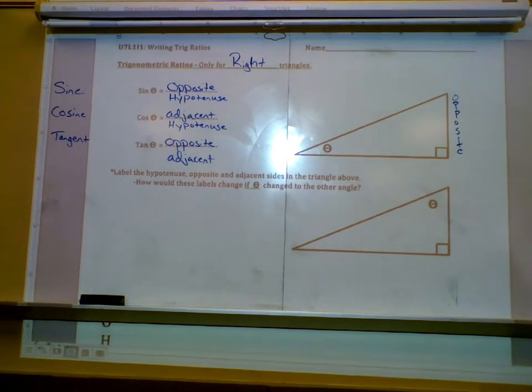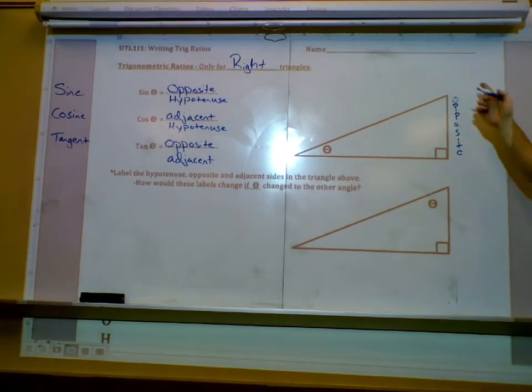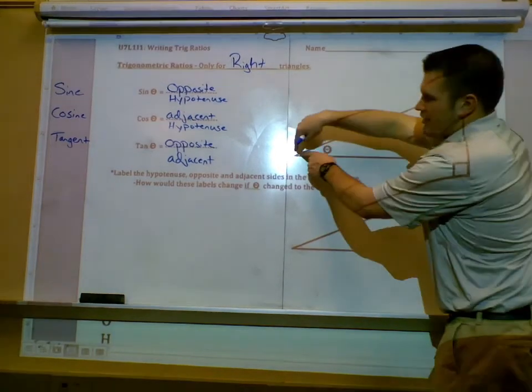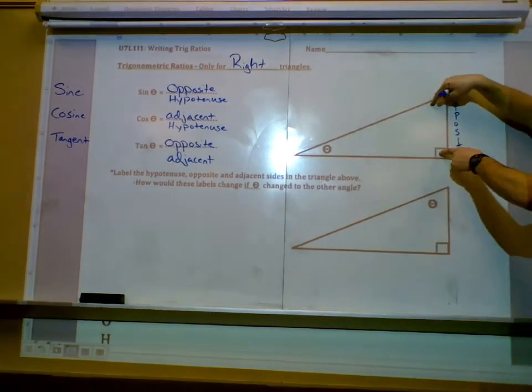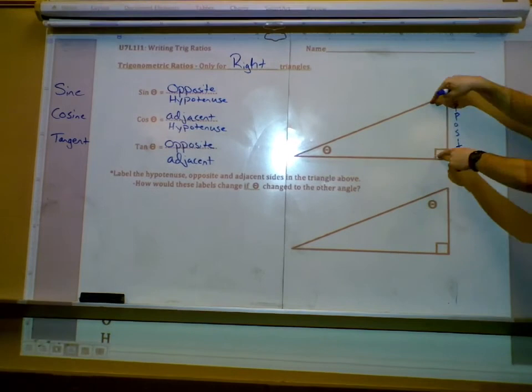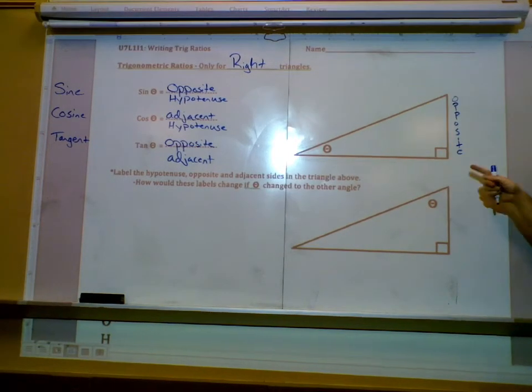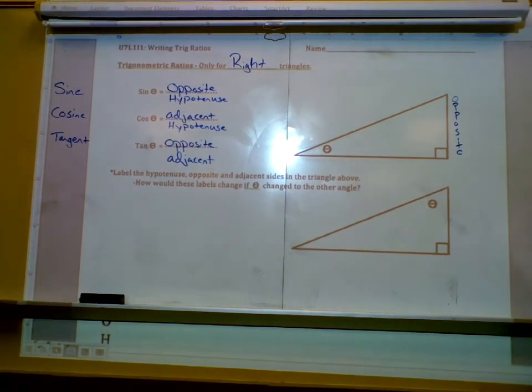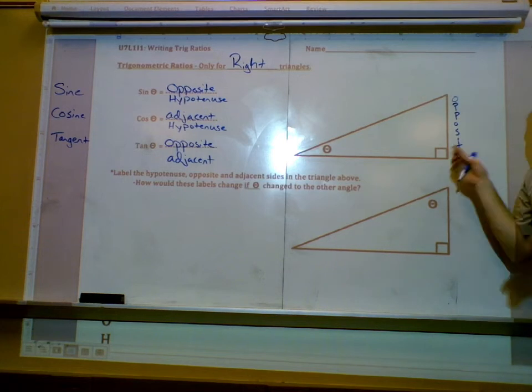Now another way to remember opposite is it is the side that doesn't make the angle. So these two sides make my angle, right? This side doesn't. It's the opposite. Will it always be the opposite? Yep. The side that doesn't make the angle is always the opposite side.